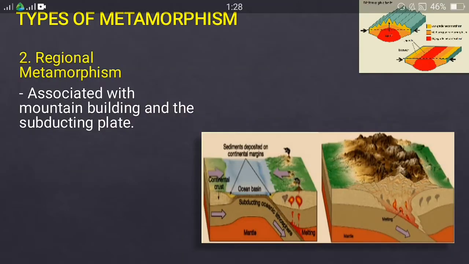2. Regional metamorphism. It is caused by large geologic processes such as mountain building, and these rocks, when exposed to the surface, show the unbelievable pressure that caused the rocks to be bent and broken by the mountain building process. And this regional metamorphism usually produces foliated rocks such as gneiss and schist.